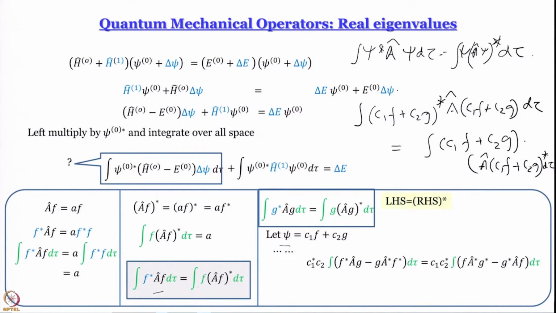Let us see. First of all, this left hand side here is the complex conjugate of the right hand side, is not it? C1 star C2, C1 C2 star, f star a hat g, f a hat star g star, g a hat star f star, g star a hat f. So, right hand side and left hand side are complex conjugates of each other, point number 1. Point number 2 is, well, it is an equation. So, of course, LHS equal to RHS.